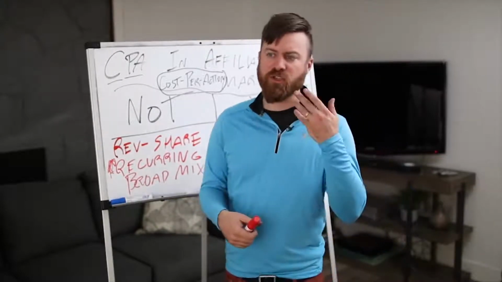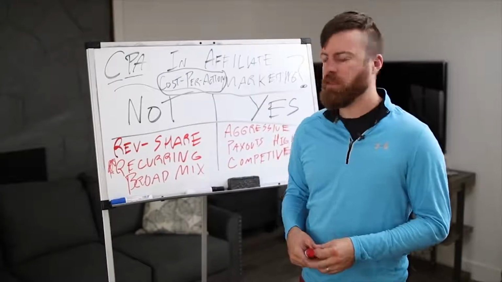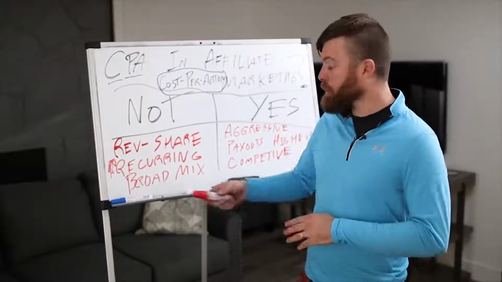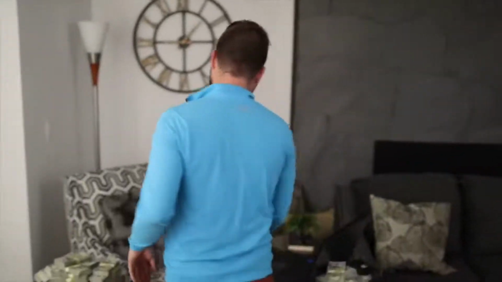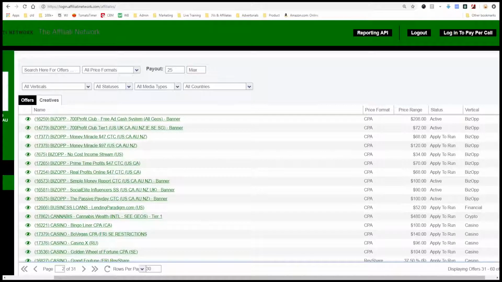That's how fast you can scale rev share offers that way too. But CPA is just a much more aggressive space for whatever reason. Now I'm going to show you on my computer some of the offers that are in the CPA space real briefly. Now here's a popular network with CPA offers and affiliate marketing. It's called the Affiliati Network, and this is a network that I've made millions with.